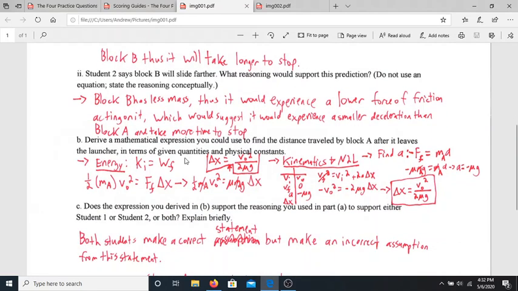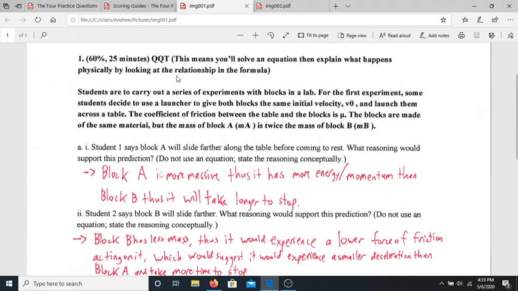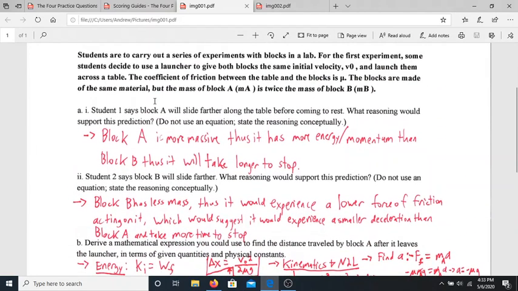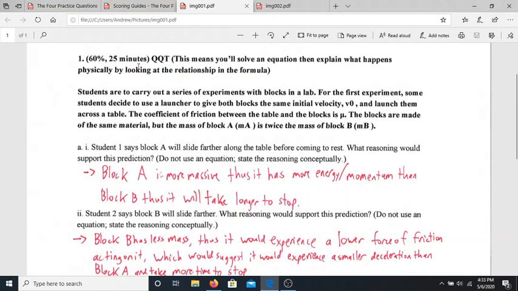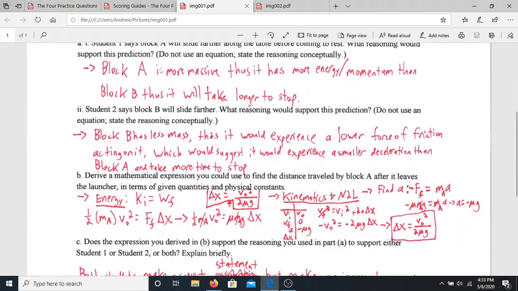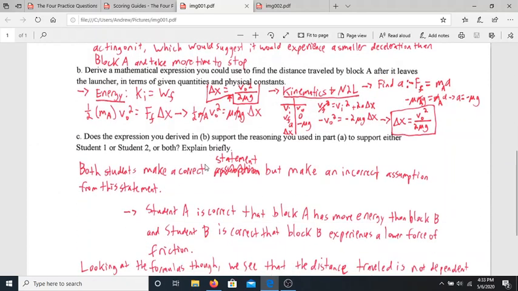Now, part B is asking about a mathematical expression. In this case, these questions are 100%. You will see a question like this in the AP exam. And what it means is it'll ask you to make some predictions. It'll ask you to do a little bit of math, solve maybe to find a formula, and then it'll ask you to use that formula to make another prediction.